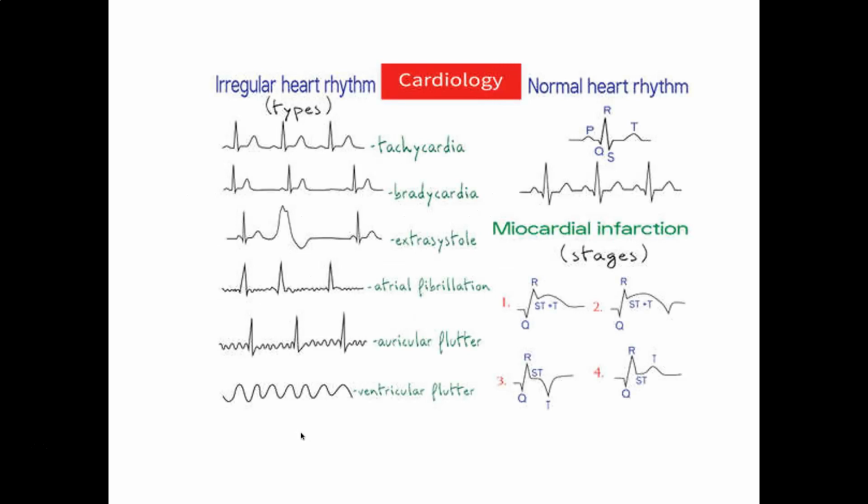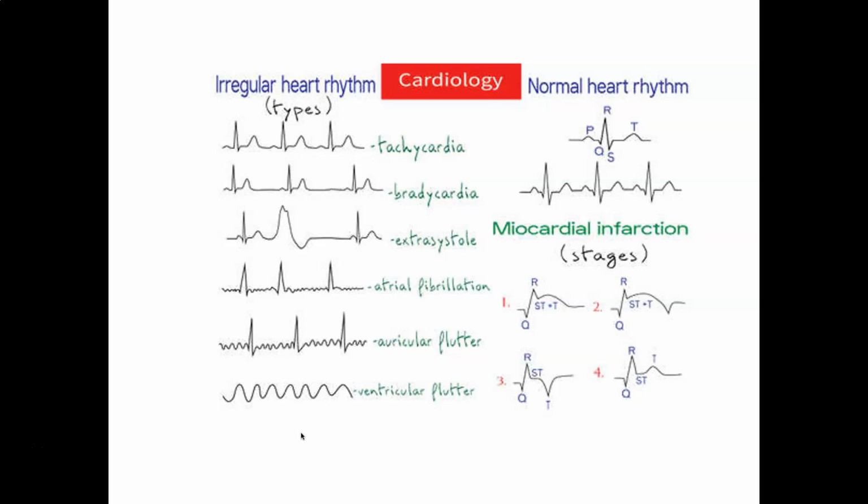Okay, this is a visual for you of irregular heart rhythms on the left. There's the tachycardia at the top, bradycardia. And tachycardia, remember from medical terminology, it means your heart rate is going too fast. Bradycardia is your heart rate is going too slow. Extrasystole, you have an extra beat in there. Atrial fibrillation, atrial flutter, ventricular flutter, those are all types where your valves are going inappropriately and it's causing your heart to go faster or differently than it should.